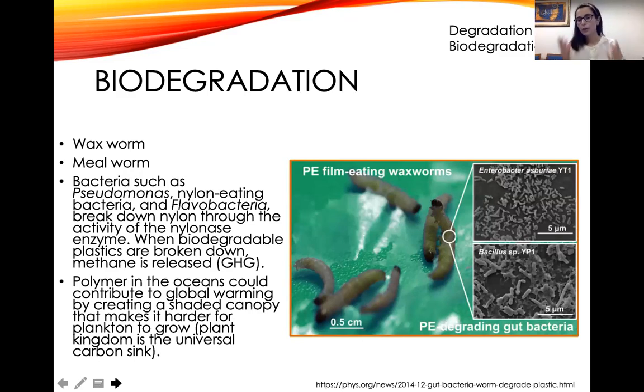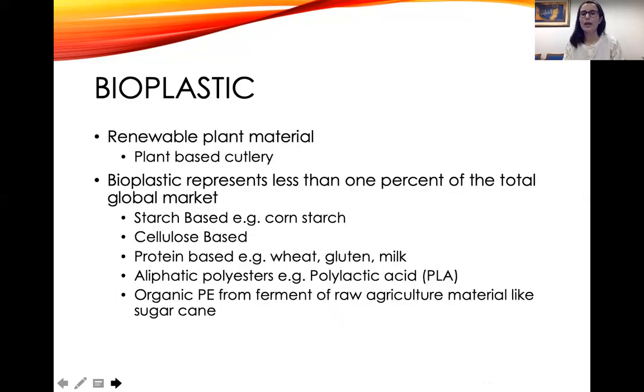Most of it takes a lot of time to degrade, but there are natural worms, such as waxworm or mealworm, that can degrade it. There are bacteria even in the tummy of these worms. There are actually bacteria such as the ones mentioned here, Enterobacter and Bacillus species, that are able to degrade these polymers. And of course, some polymers are tough to degrade, some are easy to degrade. In this particular case, it's just a polyethylene film. And now I have a quick question for you, which is, what's the difference between degradation and biodegradation?